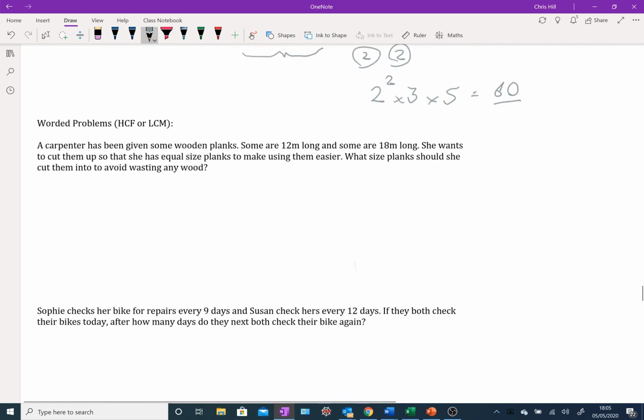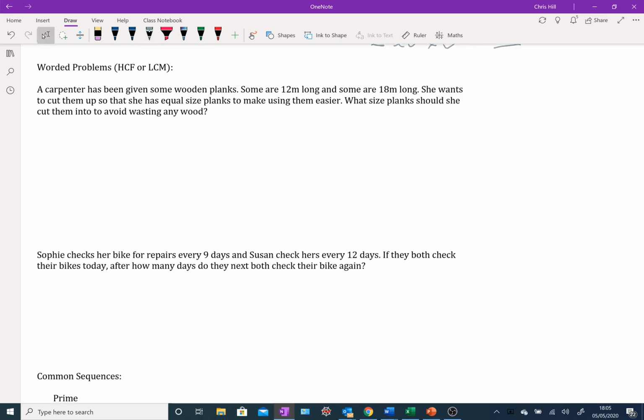Okay. Now, you will get questions in a wordy form on highest common factor or lowest common multiple. I'm going to give you two examples here. So a carpenter has been given some wooden planks, 12 meters long and 18 meters long. She wants to cut them up so she has equal size planks. So she's got to find the longest length that goes into both 12 and 18. So essentially this is just what is the highest common factor of 12 and 18. So we know that the highest common factor here is going to be 6. So the answer is 6 meters.